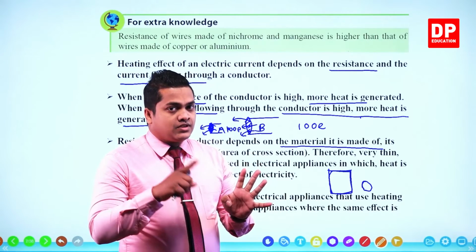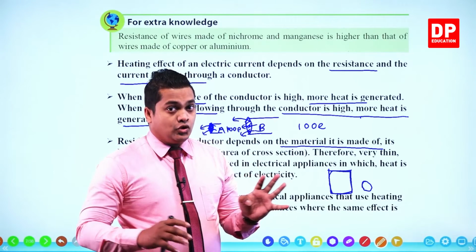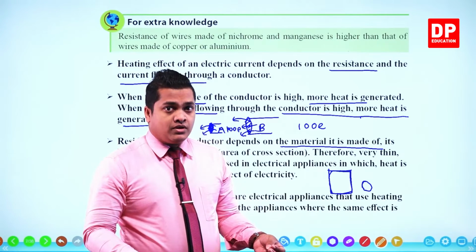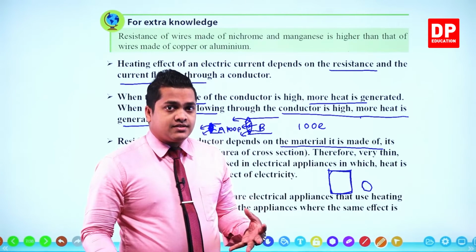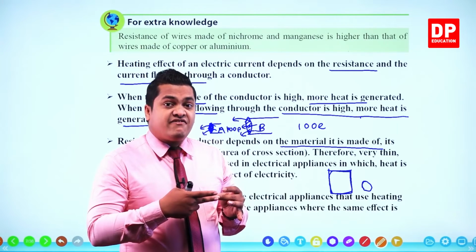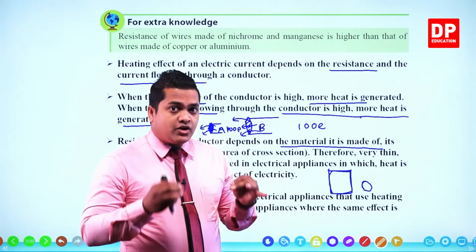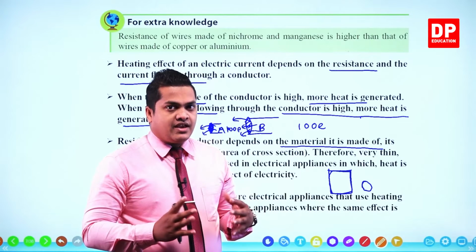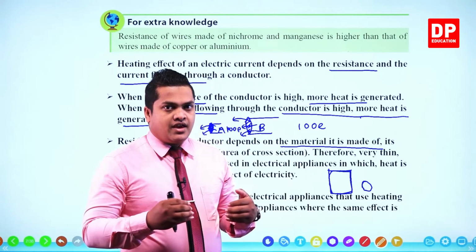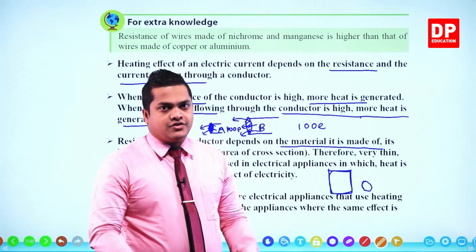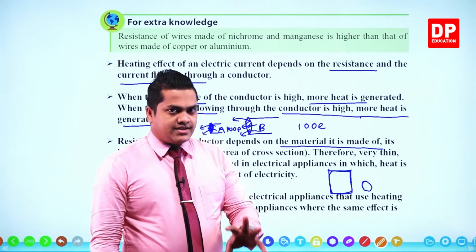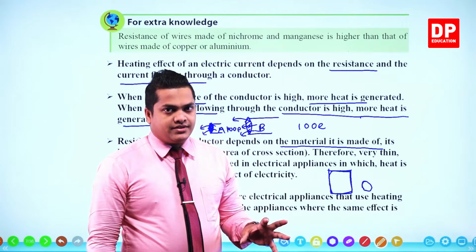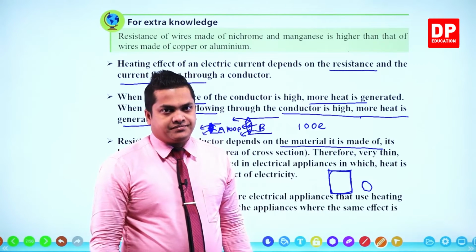Very thin, higher the resistance. Long, once again higher the resistance. Nichrome, very high resistance. So all of these three factors come together to create a heavy resistance. Heavier resistance means a heavy amount of heat energy. So that's how these heating equipments that utilize electricity are created.